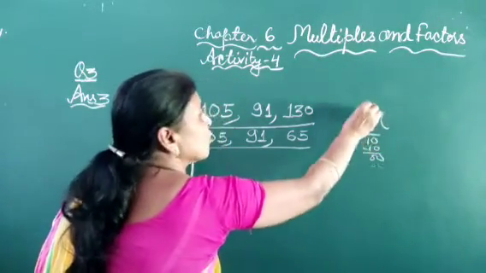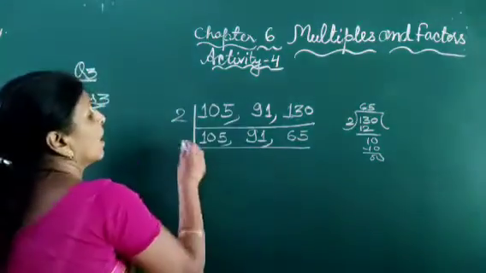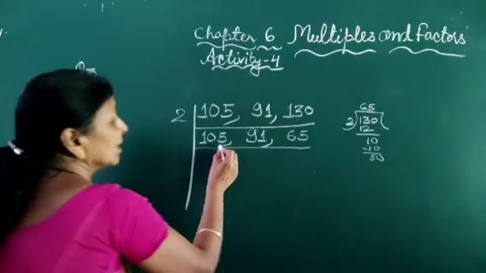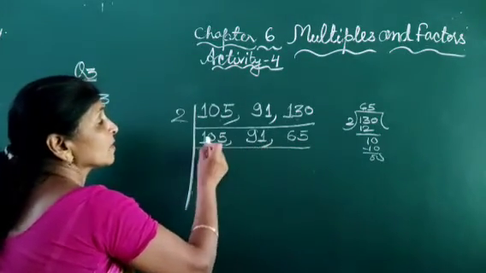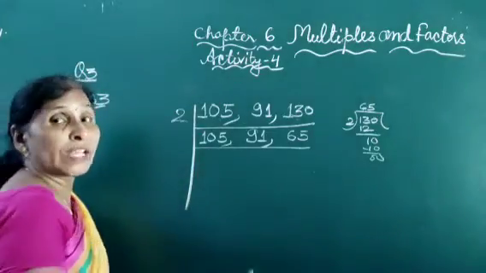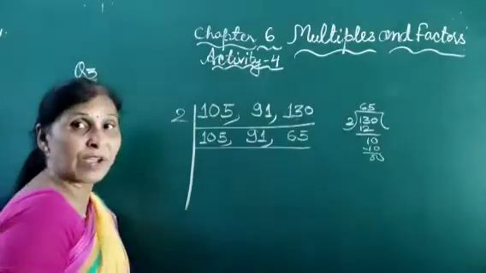And this is the question. So the quotient you write below this number. Again, all these numbers are not divided by 2. Then we see the next prime number, that is 3. Which number is divided by 3?